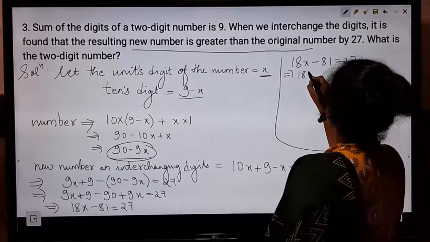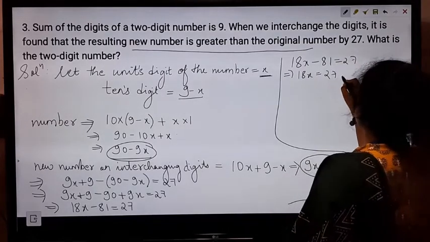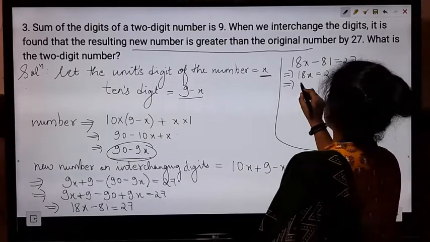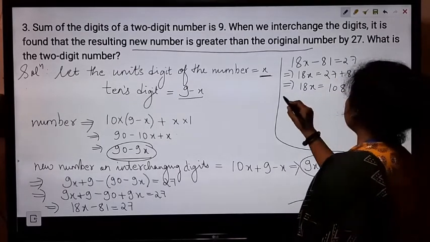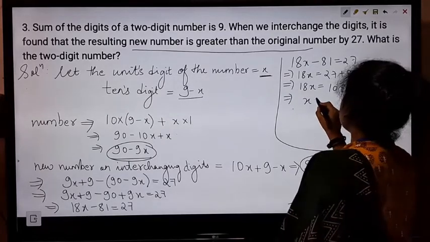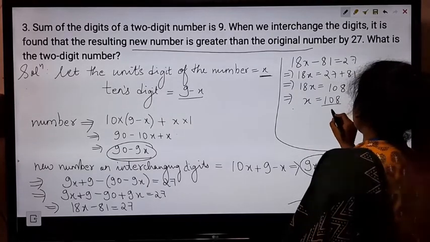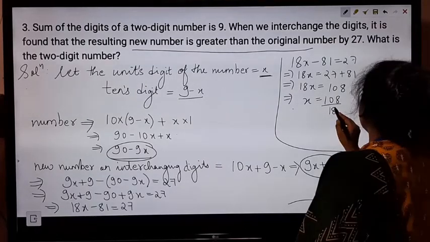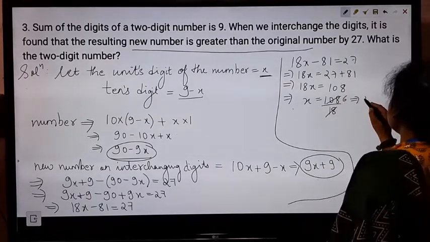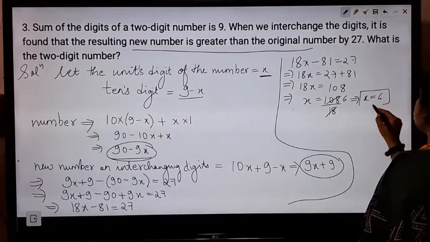This gives us 18x equals 27 plus 81. This is 18x equals 108, and x equals 108 by 18. This gives us the value 6. This implies the value of x is 6.